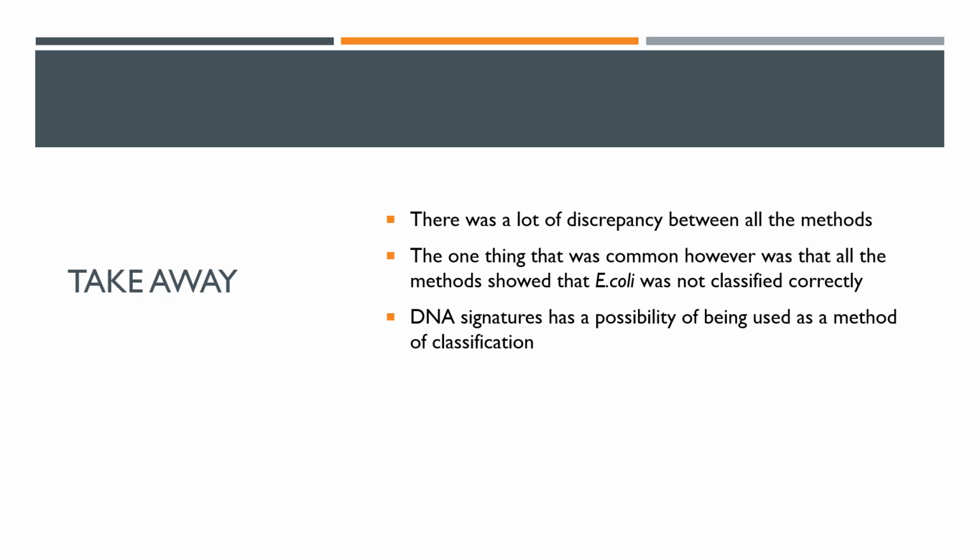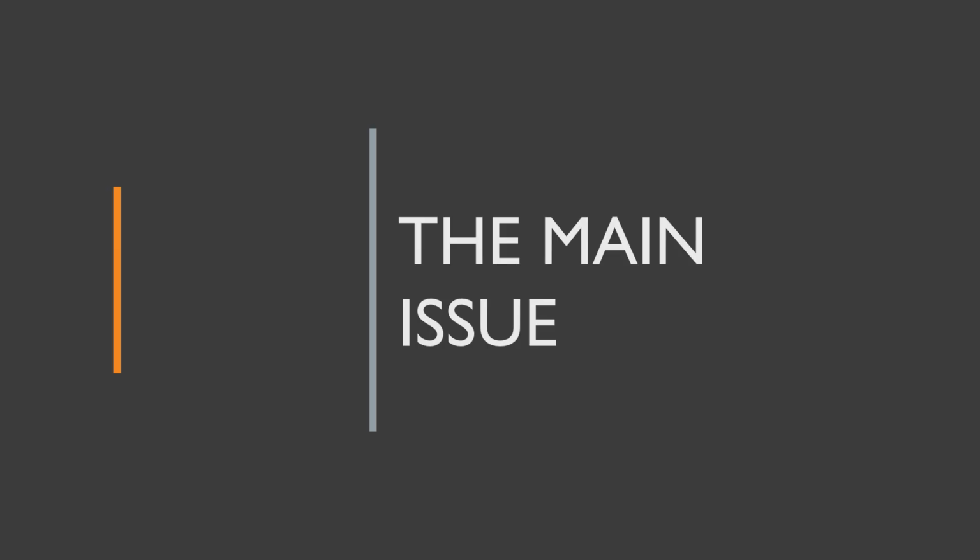So my main takeaways from that project were these 3 things. One, there was a lot of discrepancy between all the methods, which is what I was expecting, but the thing that they all had in common was that it showed that E. coli was not classified correctly. The third thing that I took away from it was that DNA signatures actually has a possibility of being used as a better method of classification. So it gave me some hope that I would take forward to the project that I'm working on currently, that I could figure out a way to implement DNA signatures as a better method of classification when used in conjunction with something else, probably.